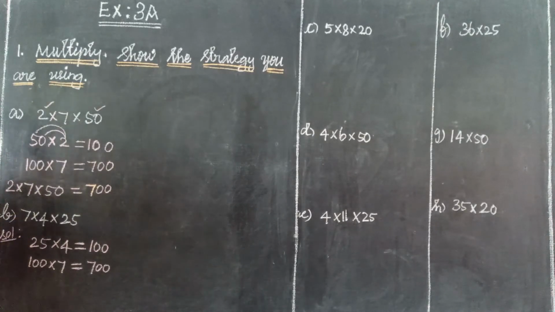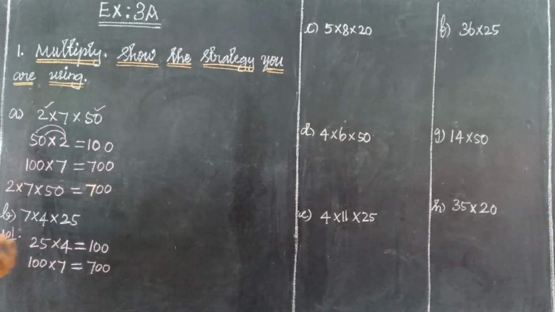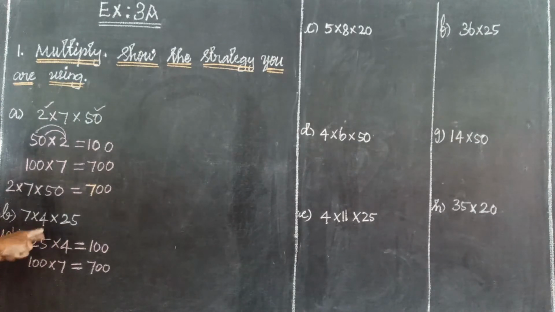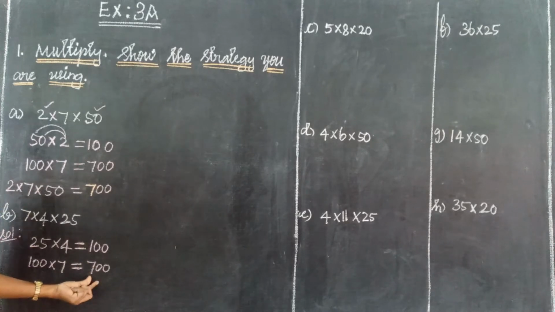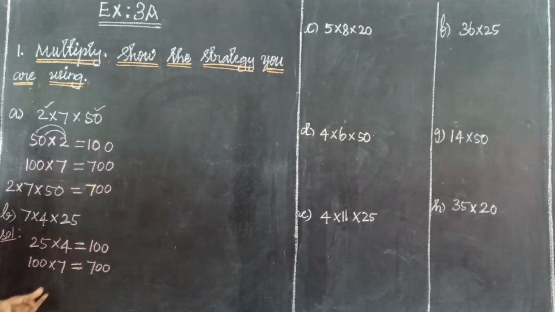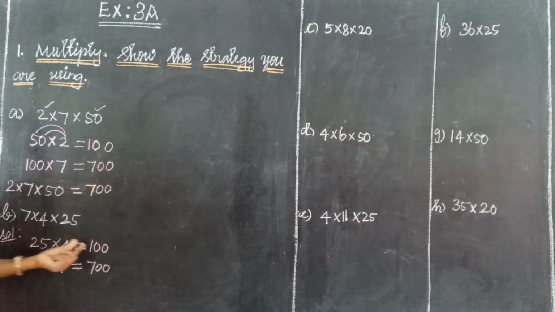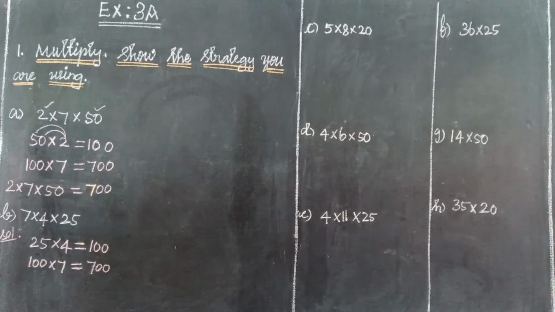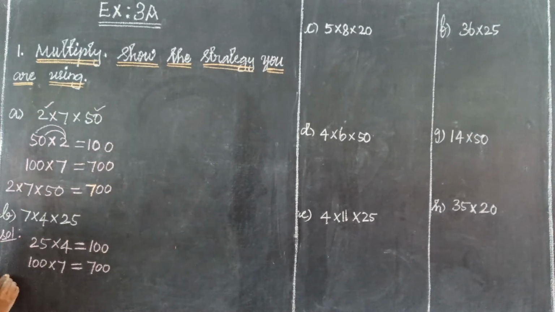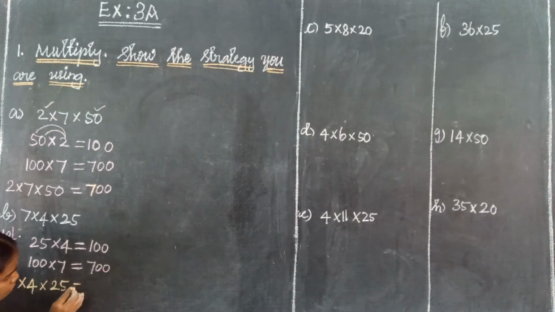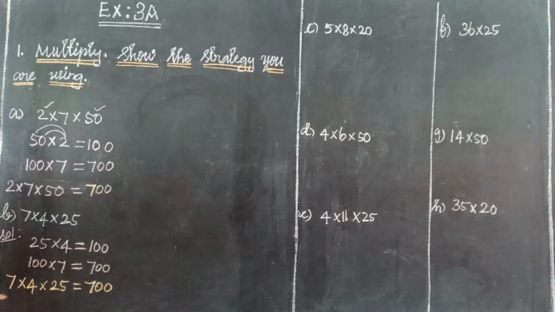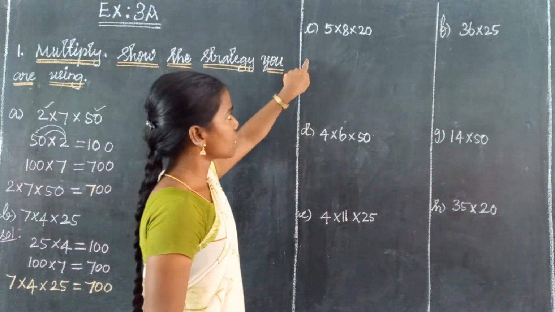Whichever two values we multiply so that we can find the answer easily, that is why first I choose 25 and then 4. Multiplying 7 into 4 first and then multiplying that answer with 25 also gives the same answer. But this is the easy way. So 25 into 4 is equal to 100. 100 into 7 is equal to 700. So we can directly follow the easier values. That is 7 into 4 into 25, which is equal to 700.